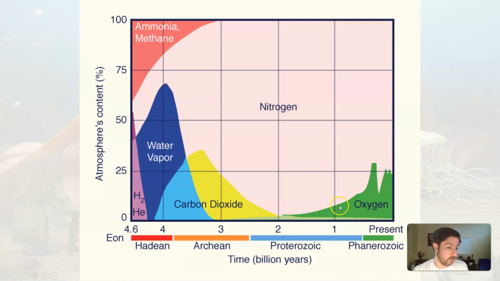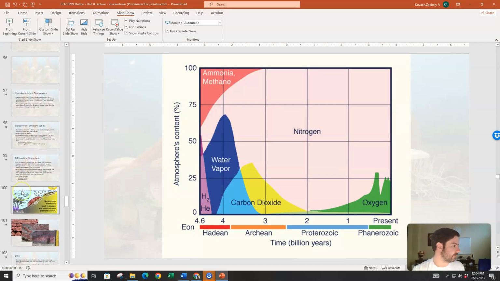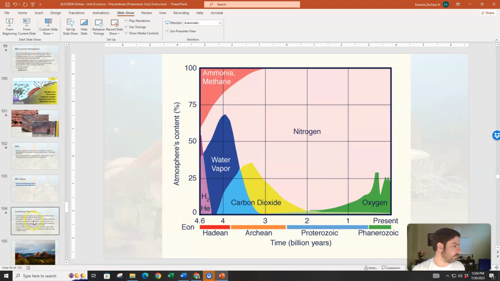So it's slow going during the Proterozoic. It really ramps up in the next eon, but it's kind of slow going, but it's right here. Finally, all the iron's used up, banded iron formations are no longer being created, now that oxygen can go into the atmosphere. All right.